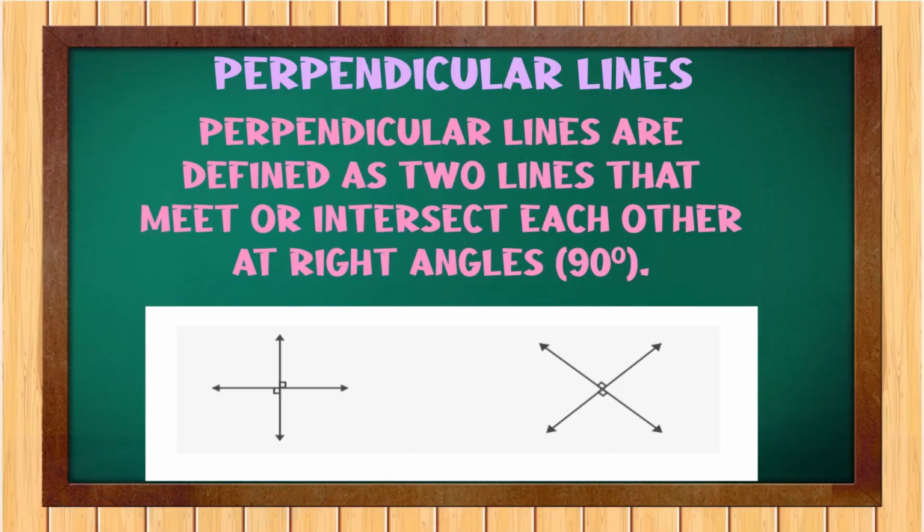Perpendicular lines. Perpendicular lines are defined as two lines that meet or intersect each other at right angles. Okay, so looking at the photograph, you would notice that perpendicular lines intersect or they meet. Now the point where they meet forms a 90-degree angle known as a right angle. It is shaped like the letter L.